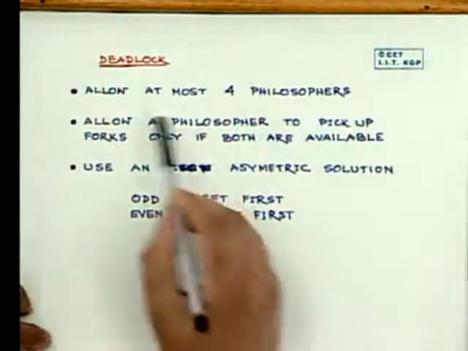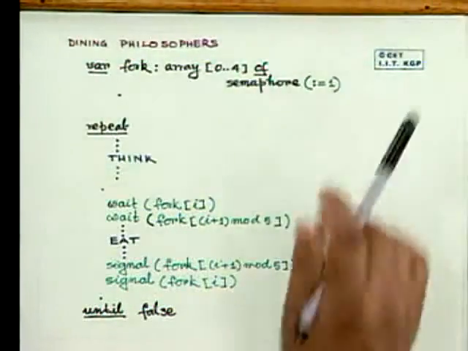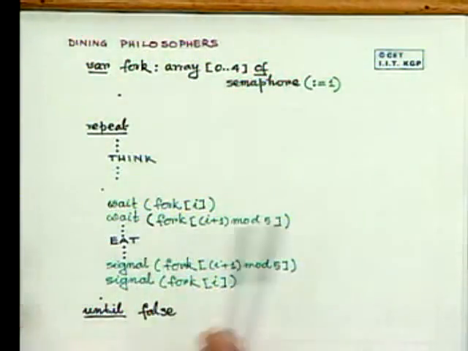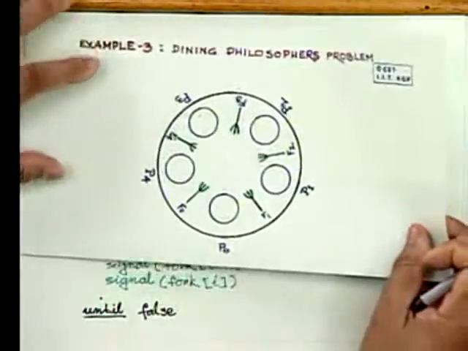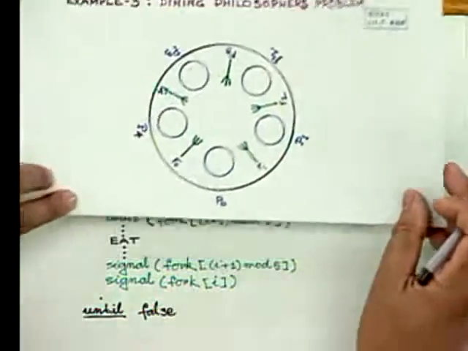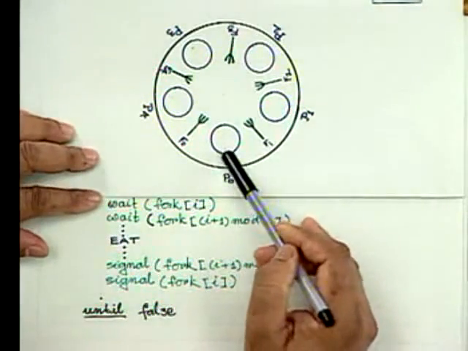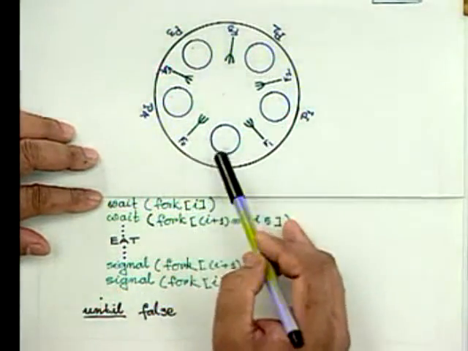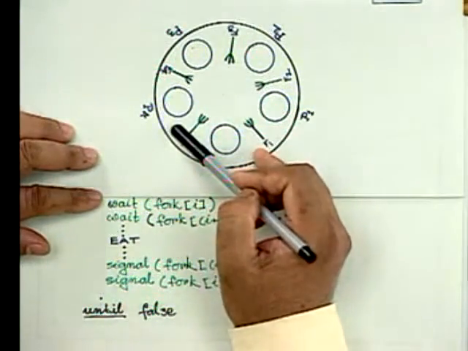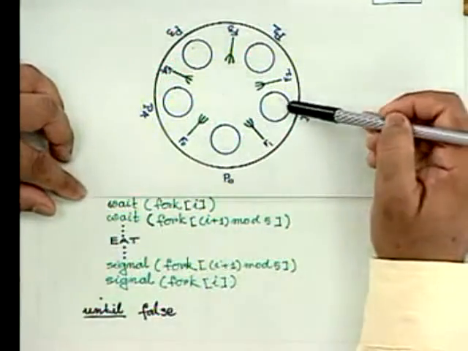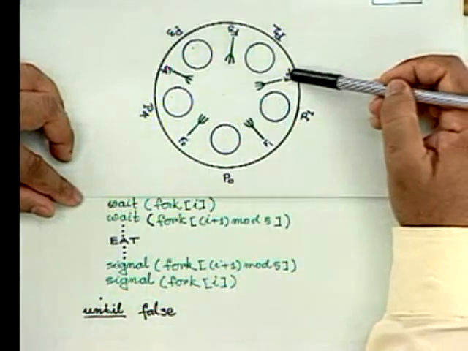One is to allow at most 4 philosophers. One important thing you should realize here is that even if one philosopher has not grabbed his left fork, the other philosophers can finish eating. For example, say this philosopher has grabbed his left fork and is waiting for the right fork.